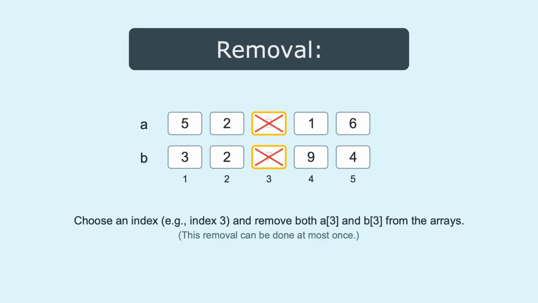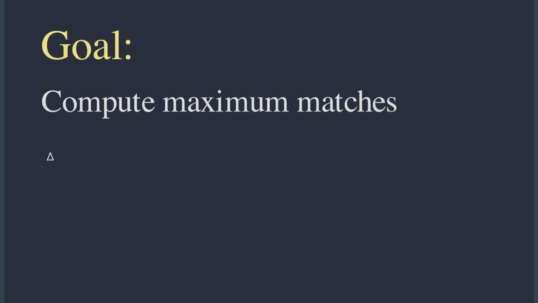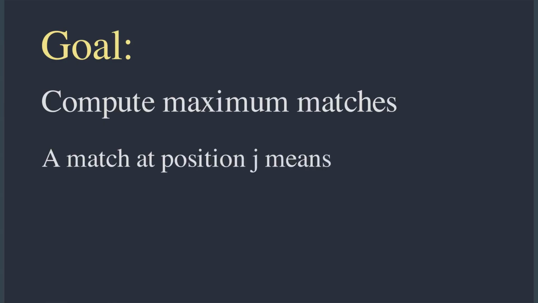Removal. Before performing any operations, we are allowed to choose one index x from 1 to n and remove both a_x and b_x from the arrays. This can be done at most once. Our ultimate goal is to compute the maximum number of matches we can achieve. A match at position j means c_j equals d_j in the final arrays.